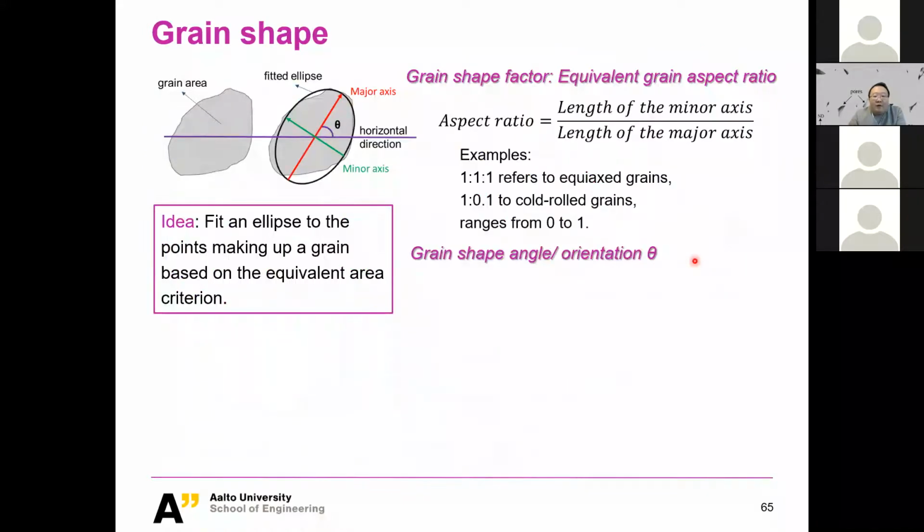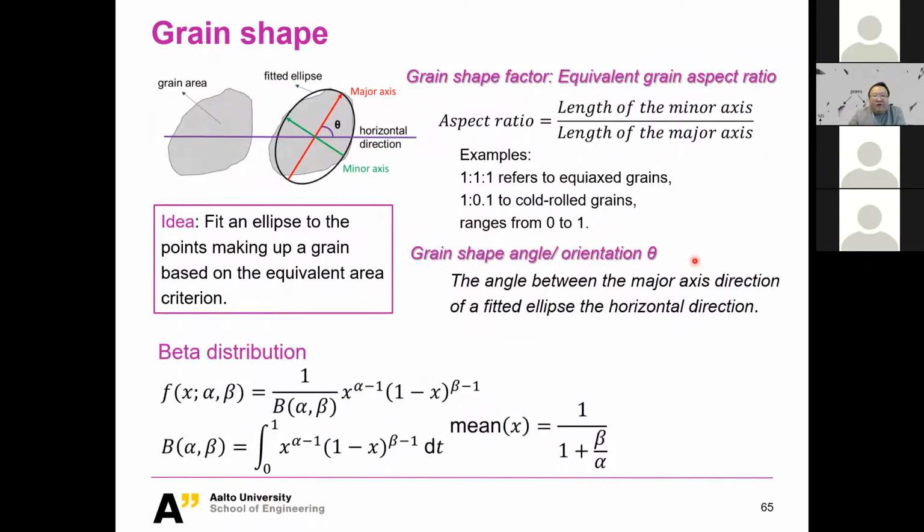The last part is the shape of the single crystal. They could be very elongated or they could be round. This feature will also have a big impact on your mechanical properties. There are mathematical descriptions for all three features I'm talking about. You will learn these mathematical descriptions during our exercise session.